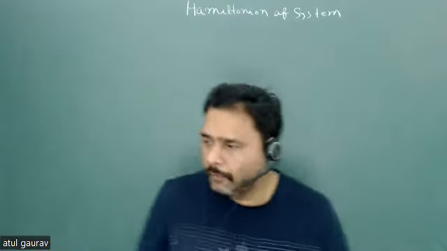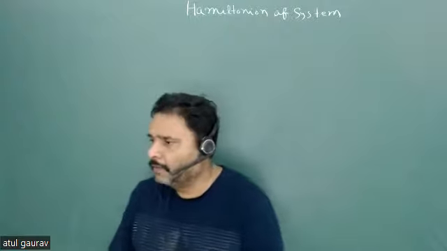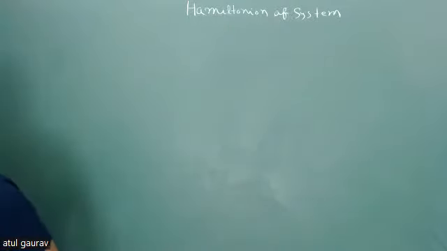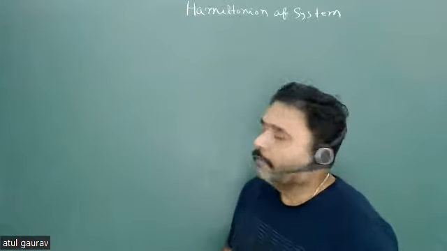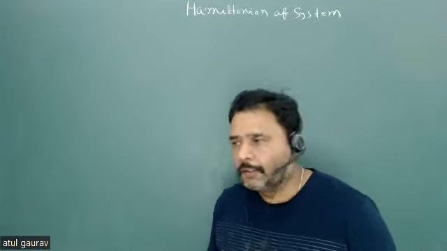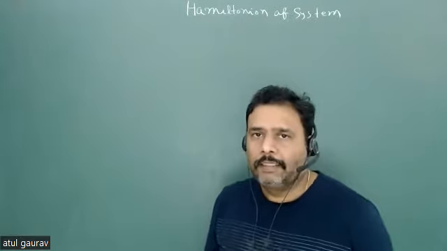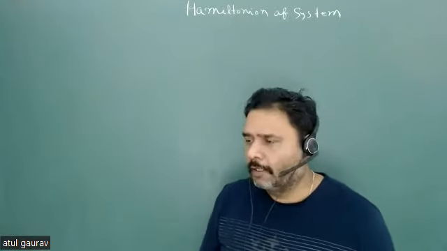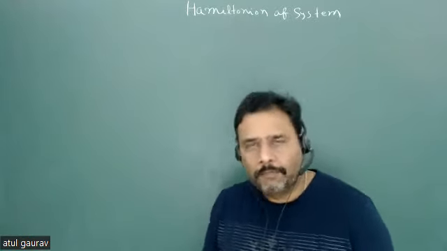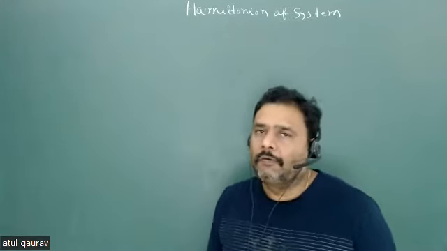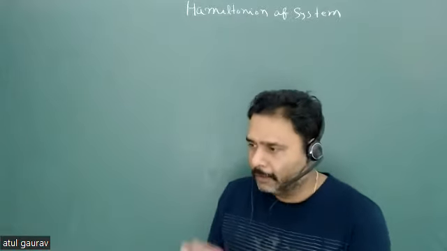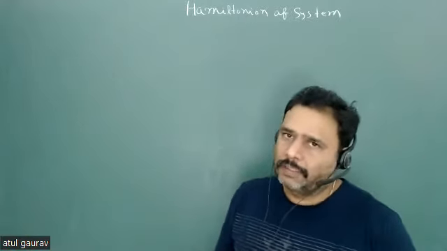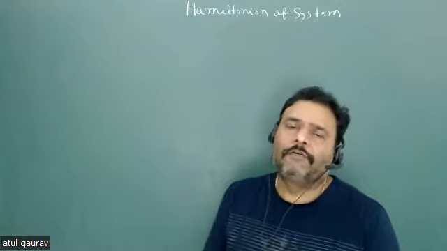So let's try to go for some problem based on Hamiltonian. First I will solve the problem which I gave you as homework, and then we will try to solve some very basic problems just to understand how to write Hamiltonian from Lagrangian or Lagrangian from Hamiltonian. This is what we are going to discuss in the next half an hour or 45 minutes.